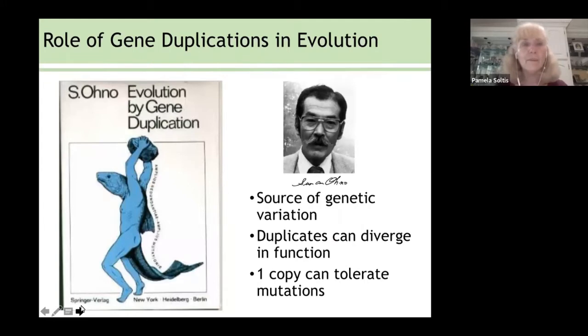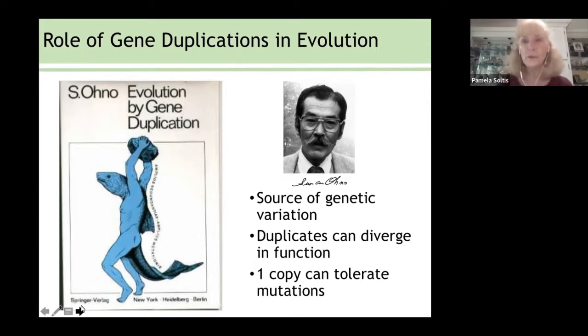Now, the important role of gene duplications in evolution was first really noted by Susumu Ohno, who in 1970 published this book, Evolution by Gene Duplication. In his work, he acknowledged that perhaps the most important source of genetic variation is duplicate genes, because these duplicates can diverge from each other. One copy can accumulate and tolerate mutations while the other copy maintains the original function. And this allows any pair of genes that has been duplicated, whether by polyploidy or some other mechanism, to generate genetic variation that could result in novelty.